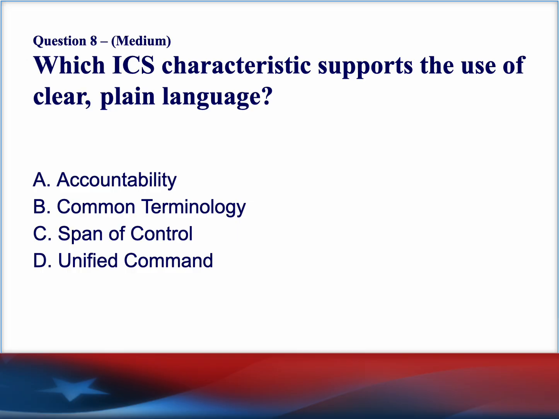Question 8. Which ICS characteristic supports the use of clear, plain language? A. Accountability. B. Common terminology. C. Span of control. Or D. Unified command. The correct answer is B. Common terminology. Here's why.